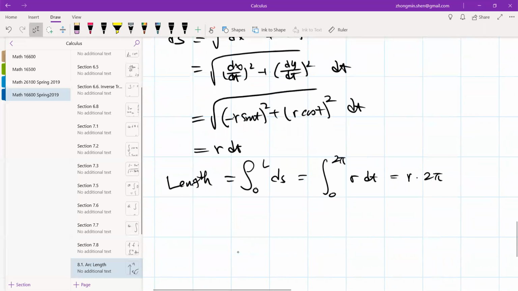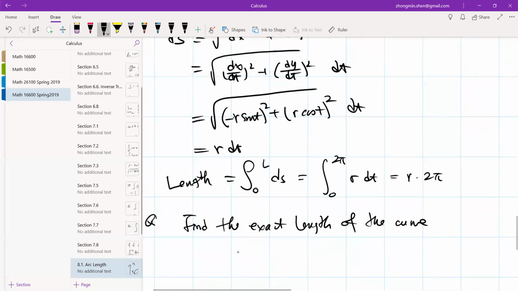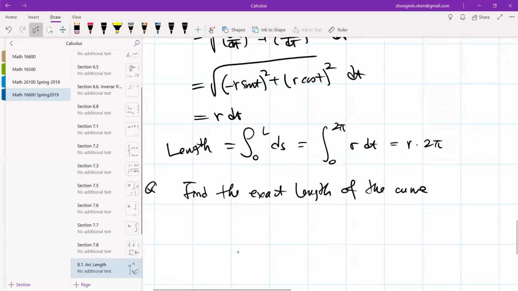So if you are asked to find the length of a curve, you can reparameterize if you want, but you can also use the given function directly. Find the exact length of the curve. So this time we have to evaluate the integral, not just set up an integral. There are several problems there. Let's look at the even number problems. Let's do this one first.